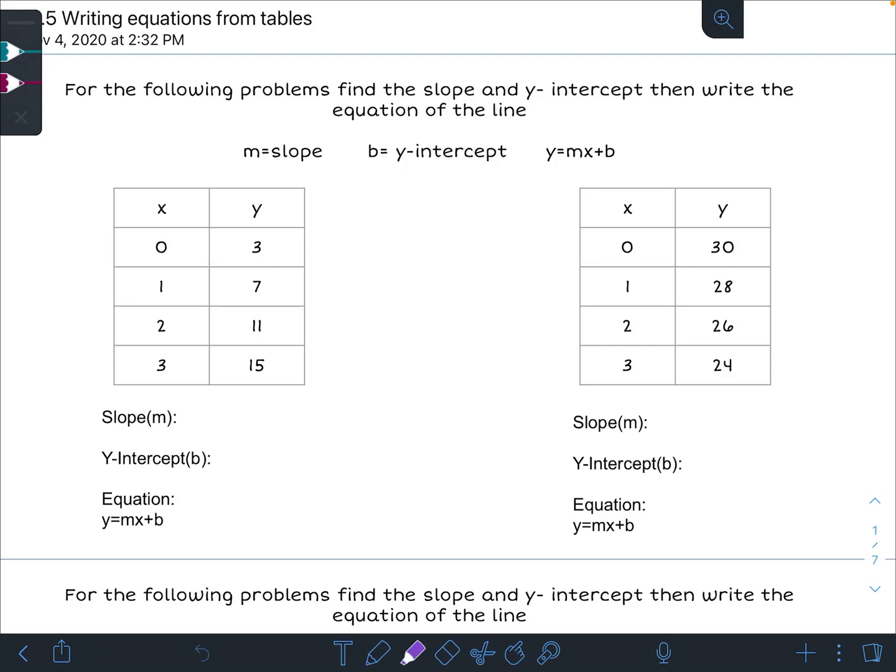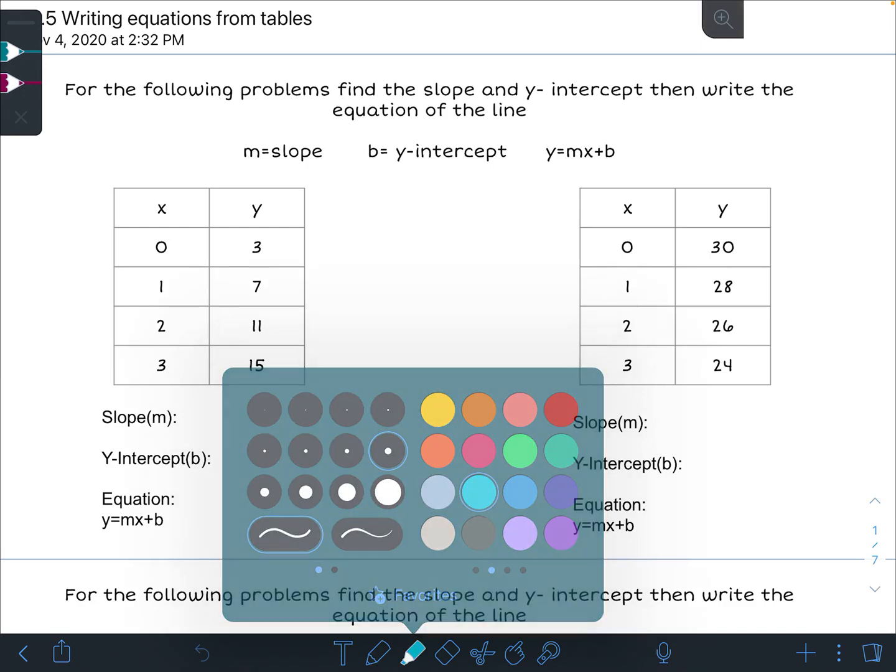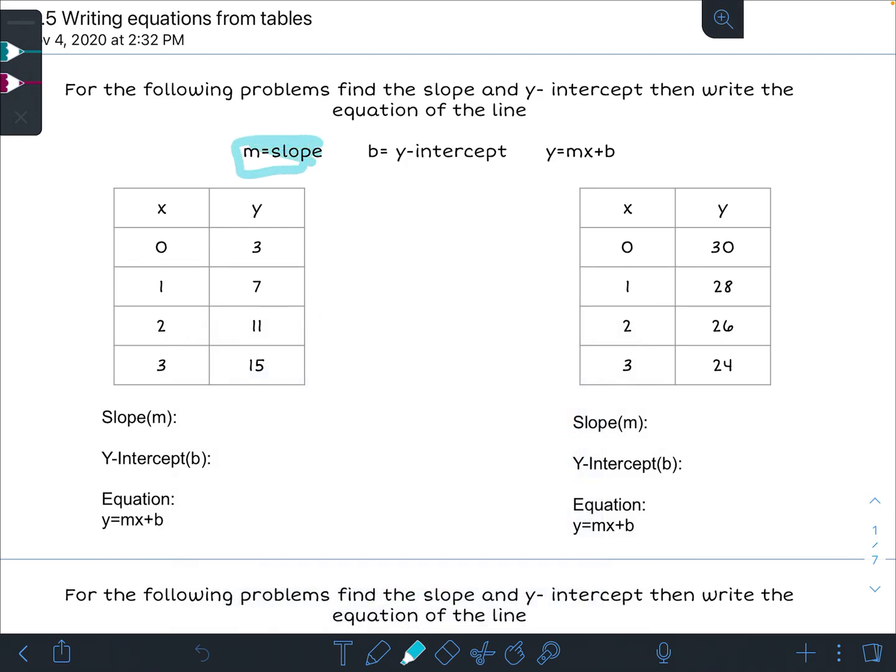We're going to look today at how to write equations from tables. Just a little reminder that your slope is always your m value. That's your change in y over change in x. Your y-intercept, so let me put that on there. So your slope is your change in y over your change in x.